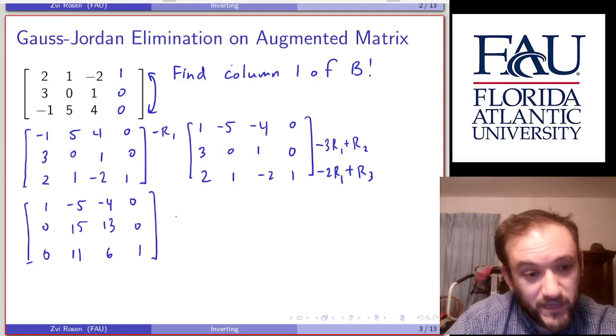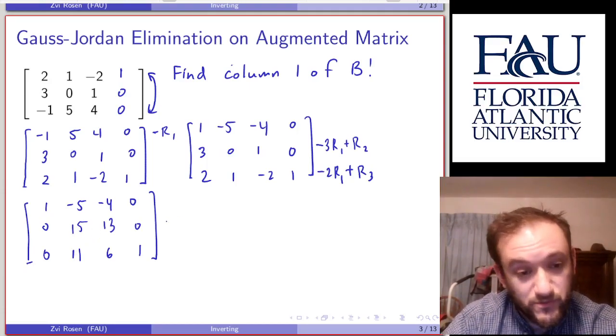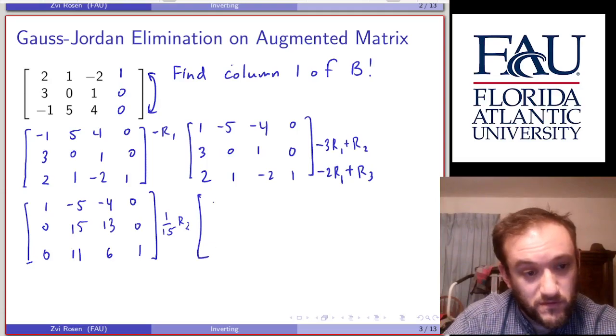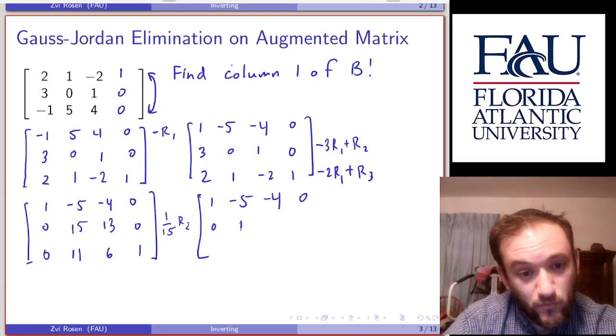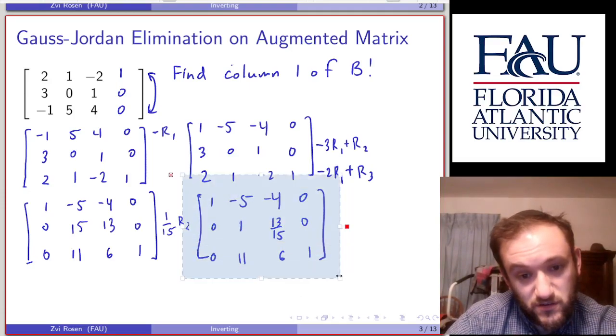Okay. And next up, we have to get a leading 1 in the second row. So we multiply by 1 over 15. So we get 1, -5, -4, 0, then 0, 1, 13 over 15, 0, then 0, 11, 6, 1. Okay, and now let's take this to the next page.